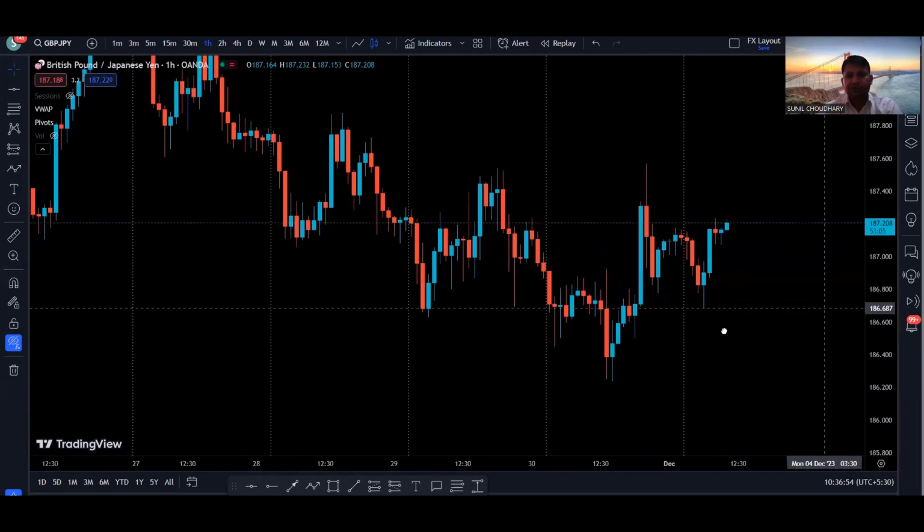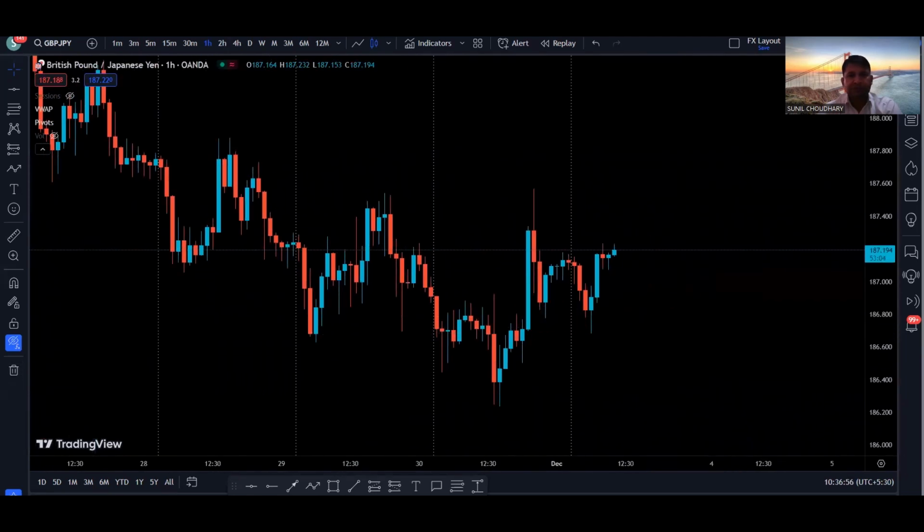On the 4-hour time frame, we can see that price created a low, lower high, lower low, lower high, lower low. After that, the price broke this high, created a higher high, and then we came down to retest this area again. We created a lower high again.